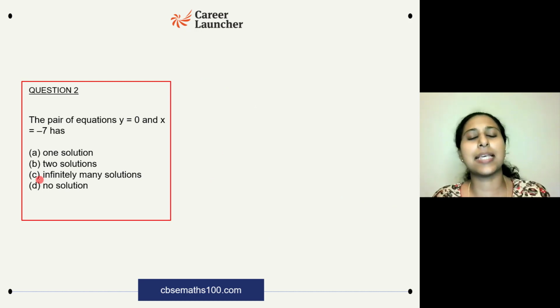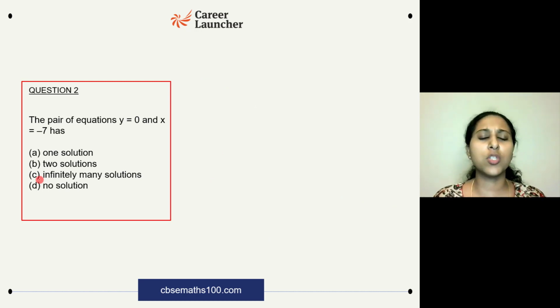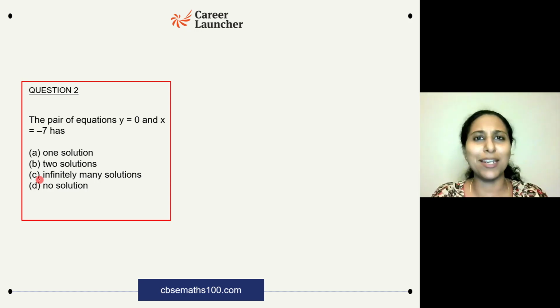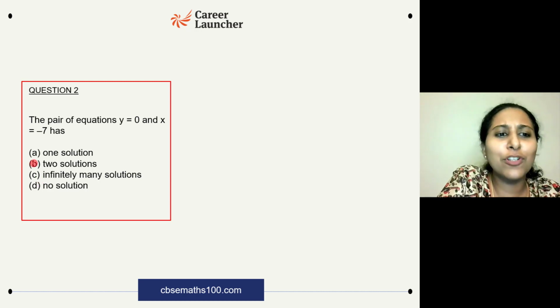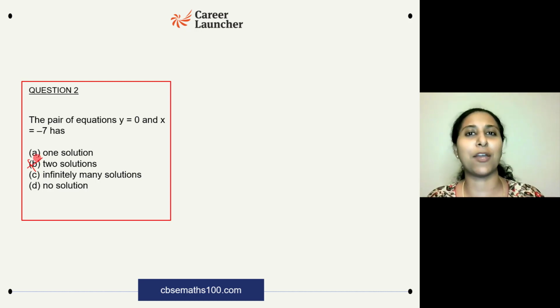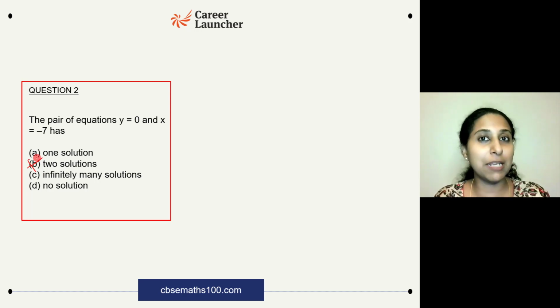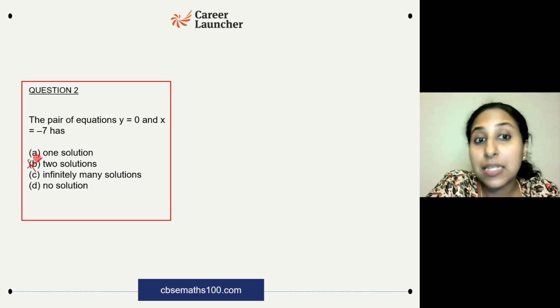The second question says, the pair of equations y equals 0 and x equals minus 7 has how many solutions? 1, 2, infinitely many solutions, or no solution? As I mentioned, we cannot have two solutions here. The answer for any linear system of equations has to be one solution, infinitely many solutions, or no solution. Let's identify what happens here.